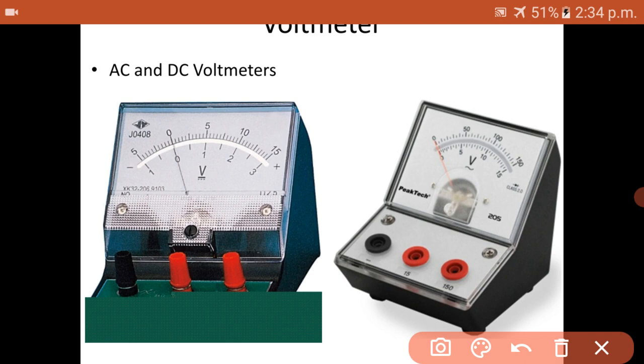Voltmeters are available in different ranges, from 0 to 10, 0 to 50, 0 to 100, 0 to 150, which you have applicable, you can use that corresponding voltmeters.